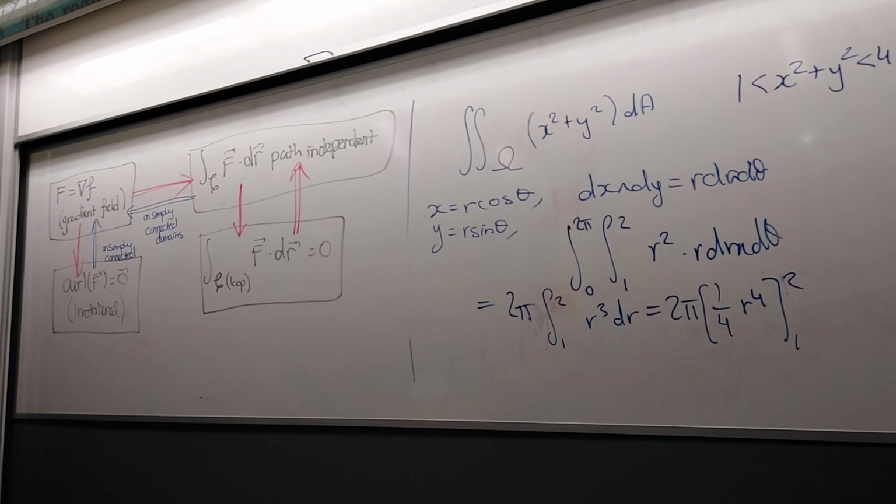So what is going on? Where have I gone wrong? Are we integrating this function x squared plus y squared? Hang on. Oh yes, of course. If you just integrate 1, we get the area. We're not integrating 1, we're integrating x squared plus y squared. Yes, so.